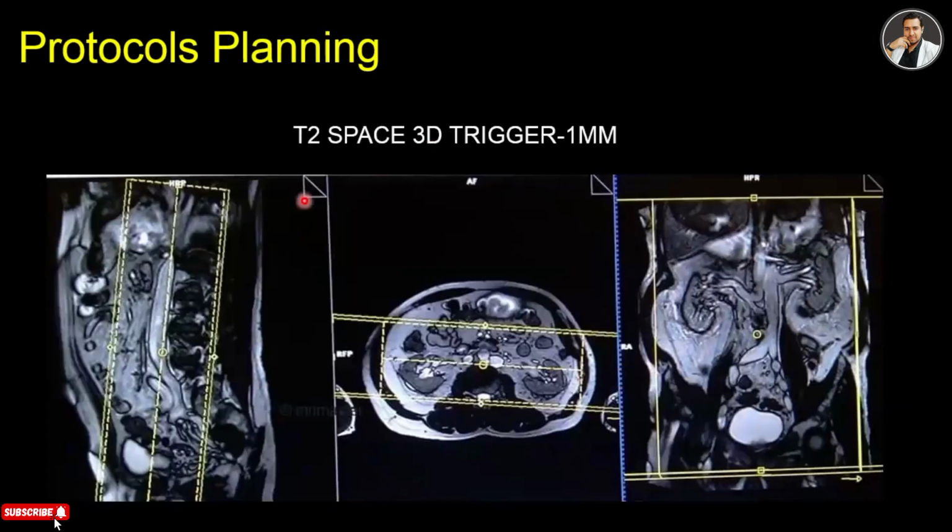And there is a T2 SPACE 3D trigger 1 millimeter slice. So this is a 3D protocol, and this 3D protocol will give you a 3D image to post process. It is a very helpful protocol to make 3D of the KUB region or urography image. And this is a coronal protocol. So plan on the sagittal image and angle the slice parallel to the long axis of the kidney and urinary bladder.